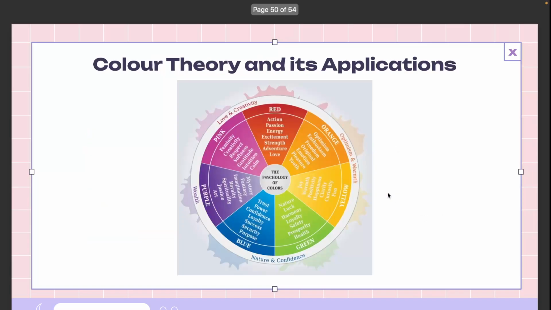That is there. So now we'll come to the last topic, that is color theory and its application. Why is it important to know color theory?